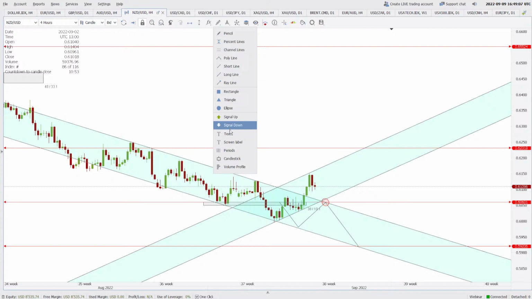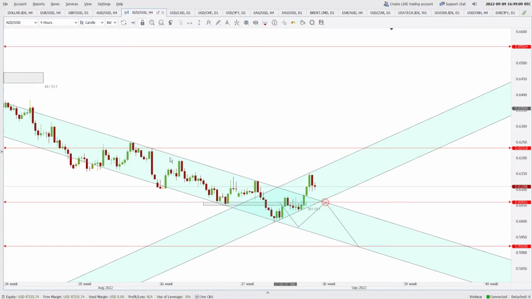And for you to remember that we have told this, I think I should write: 0.6060 looks a good area to open buy in this, with 0.6231 as targets. Okay, so that we remember that we said this, and we will see what happens on Monday.